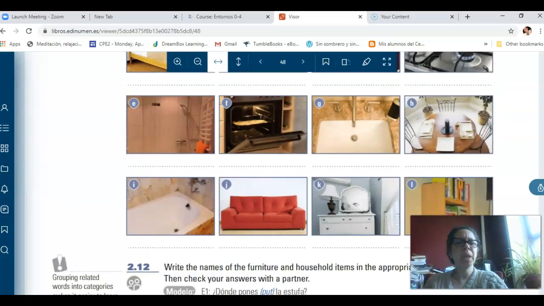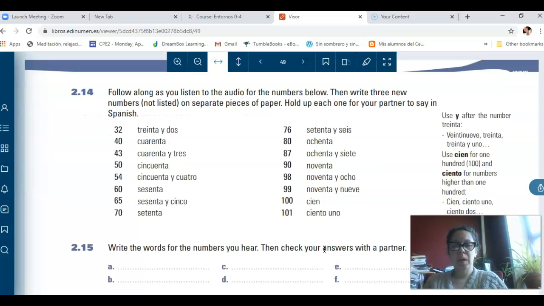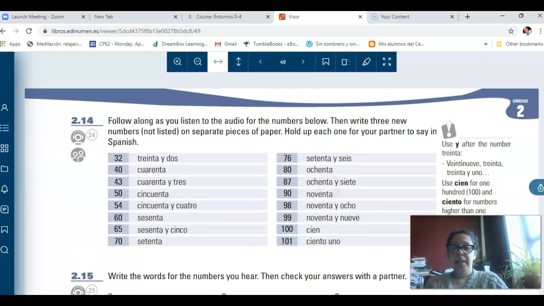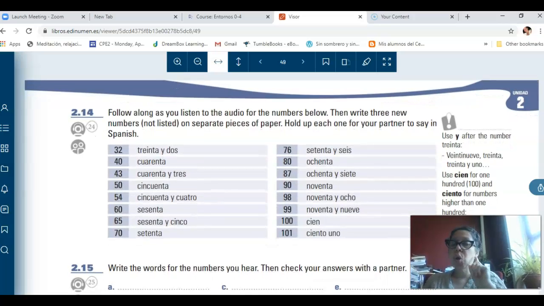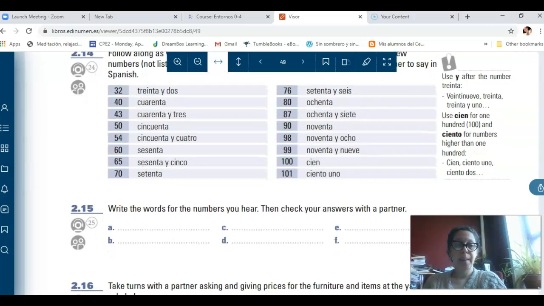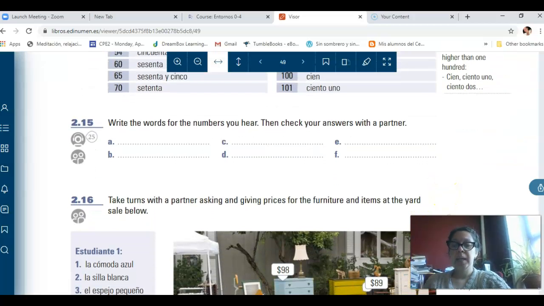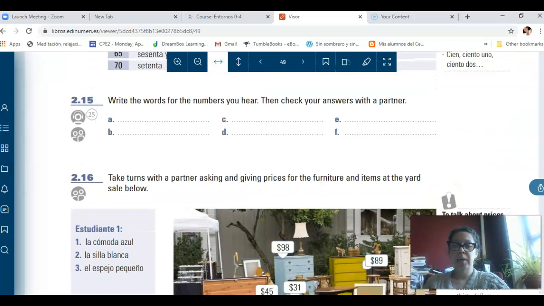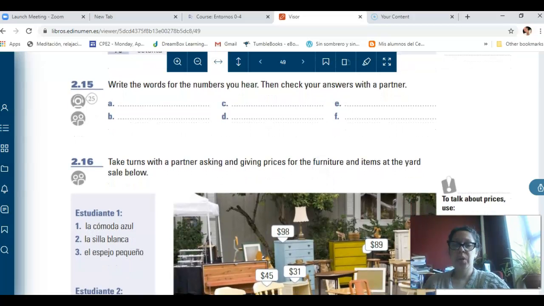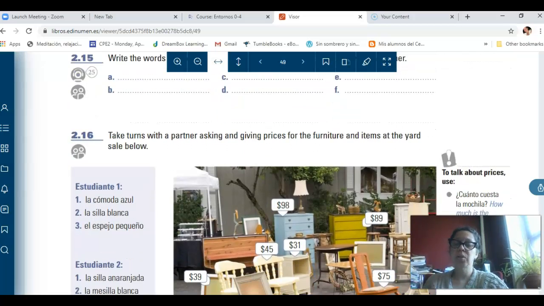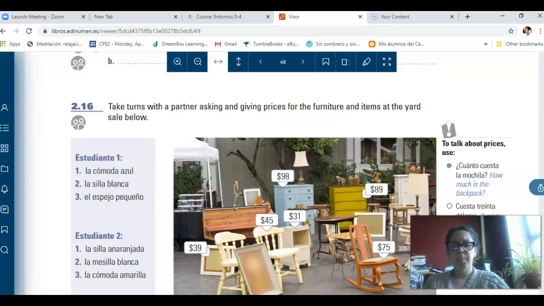¿Sí? And then practice. Acá tenemos los números, so listen to the numbers. Listen carefully and pronounce them after you have heard them, okay? Pay attention to the exclamation mark, okay? Importante. Ejercicio 2.15. Write the words for the numbers you hear. And then try to check your answer.